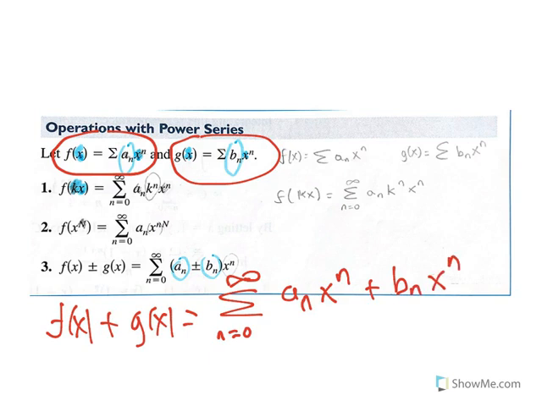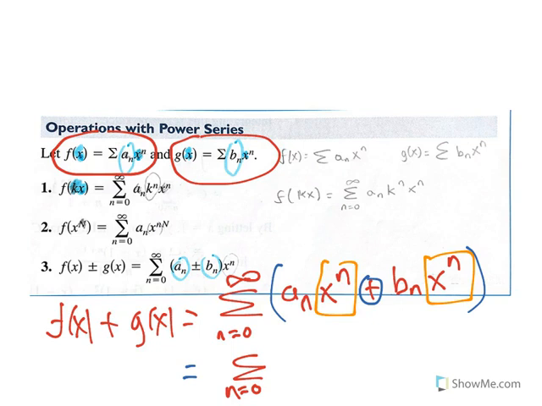But what you want to do is look at the two nth terms and factor out x to the n from that sum. And when you do that, you will get a sub n plus b sub n times x to the n. So at the end of the process that we will look at for number 14, we will be using property number 3 from operations with power series.